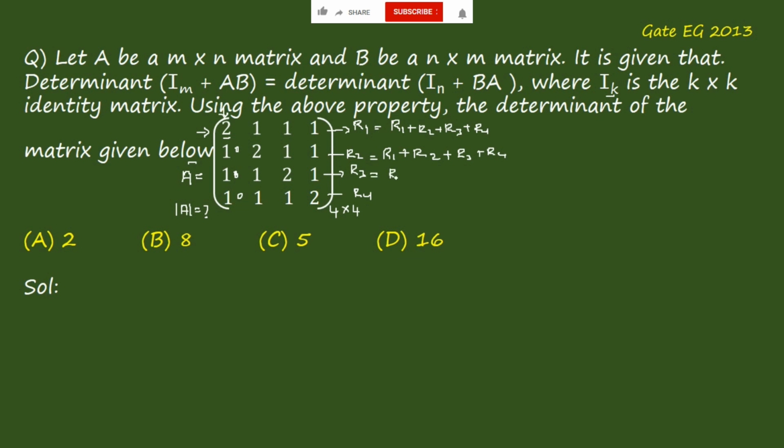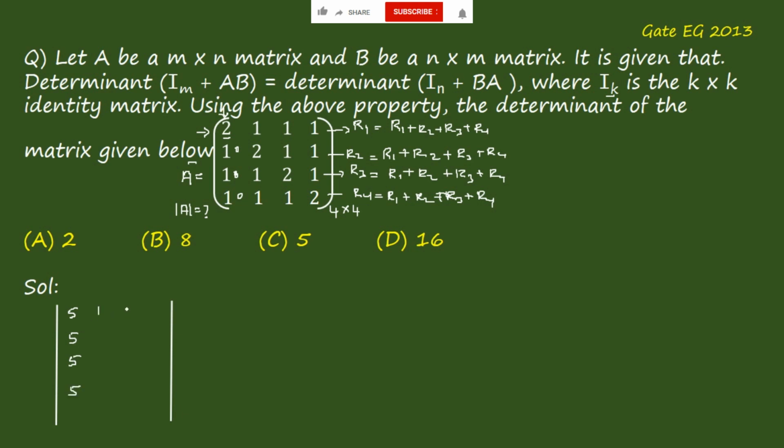Row 3 is also equal to row 1 plus row 2 plus row 3 plus row 4, and row 4 is also equal to row 1 plus row 2 plus row 3 plus row 4. What we are doing is nothing but adding all the rows. Then the matrix we get becomes 5, this is also 5, this is also 5, this is also 5, right?